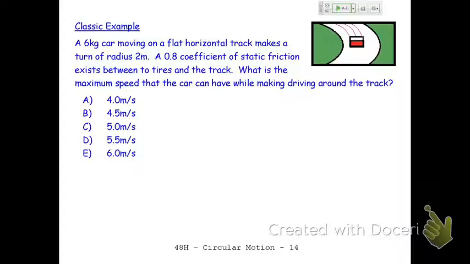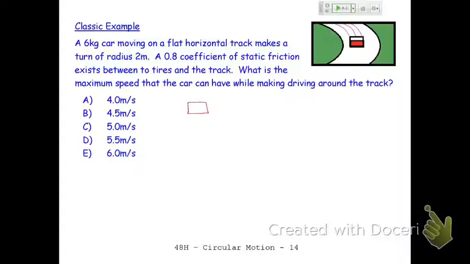A 6 kilogram car moving on a flat horizontal track makes a turn of 2 meters radius. A 0.8 coefficient of static friction exists between the tires and the track. What is the maximum speed? So very similar. Let's draw a diagram.